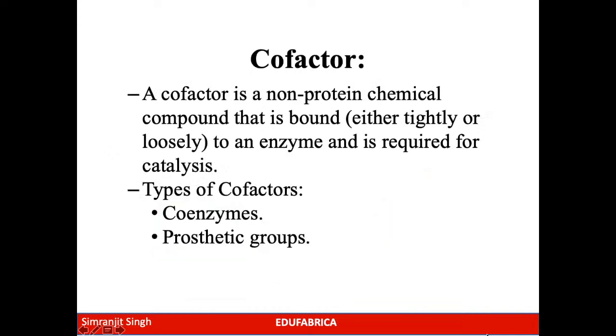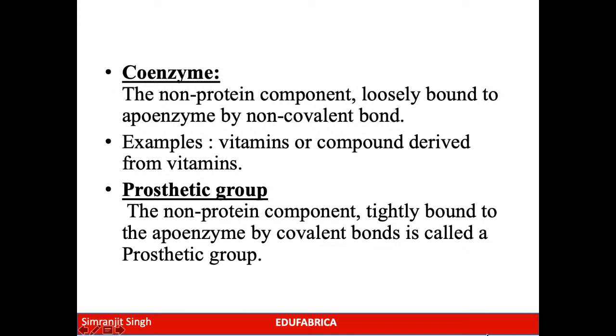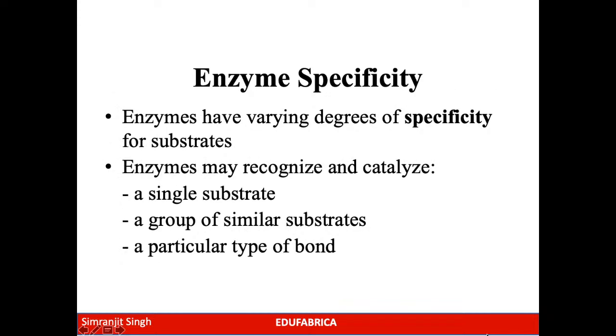So there are two types of cofactors. A cofactor is a non-protein chemical compound which attaches to the enzyme and is required for catalysis. That is your coenzyme and prosthetic groups. The coenzyme is a non-protein component loosely bound to the apoenzyme by non-covalent bonds, and examples are vitamins or compounds derived from vitamins. Prosthetic groups are non-protein components that are tightly bound to the apoenzyme by covalent bonds. So, enzyme specificity: enzymes have varying degrees of specificity for substrates. They could recognize and catalyze a single substrate, a group of similar substrates, or a particular type of bond.